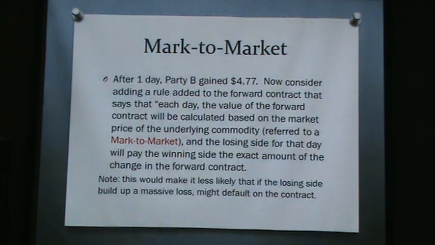Now consider a rule added to this forward contract that says each day the value of the forward contract is calculated based on the market price of the underlying commodity. That calculation we just did on the last slide, they typically call that mark to market. You're marking your books based on what the market changed during that day.